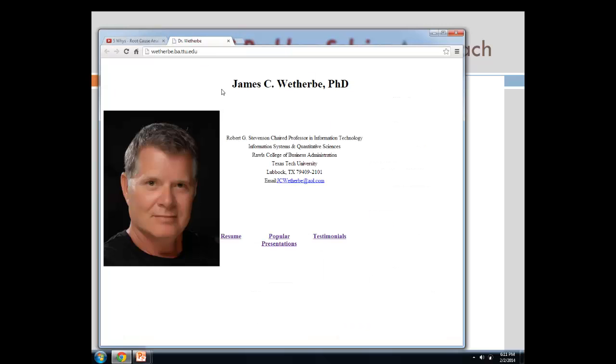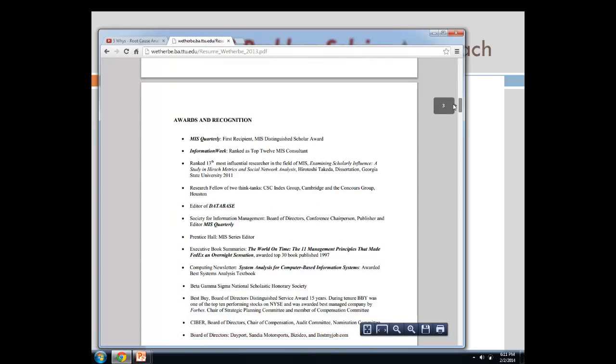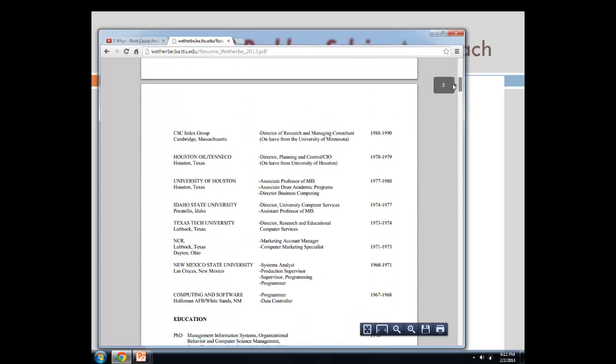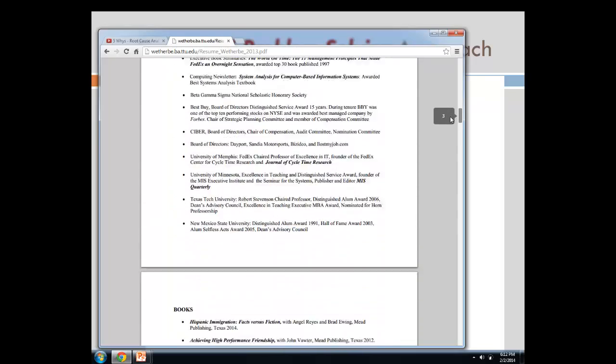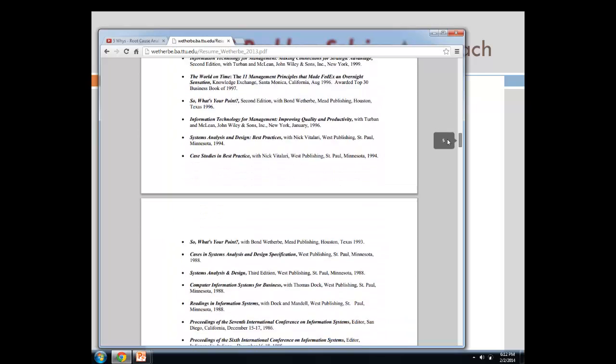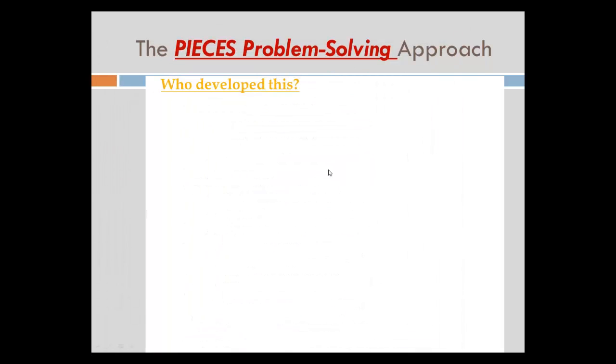James C. Wetherbe. And if we look at his resume, we can see that he has published many articles and books. And much of the PIECES framework was actually constructed in the mid-70s. The P stands for the need to improve performance.